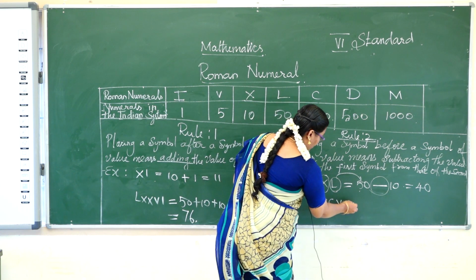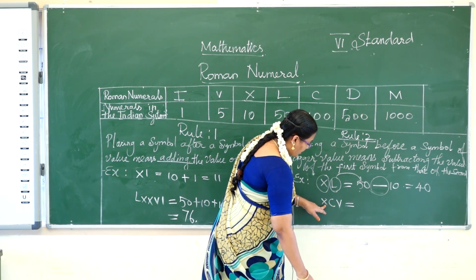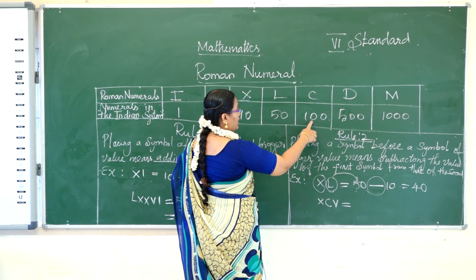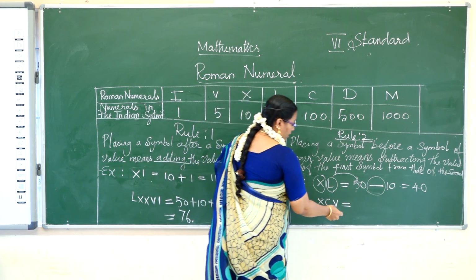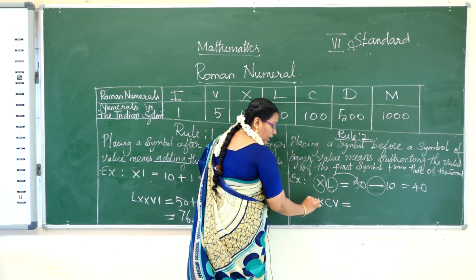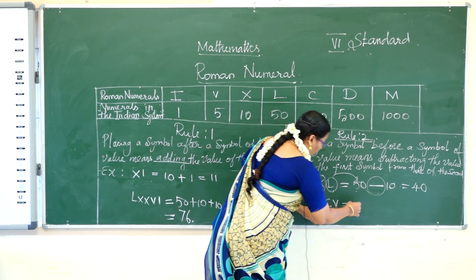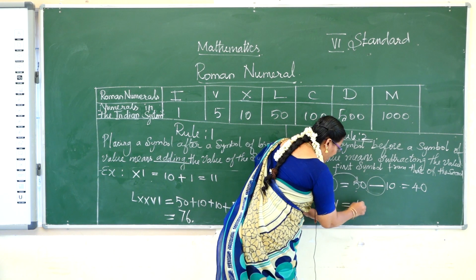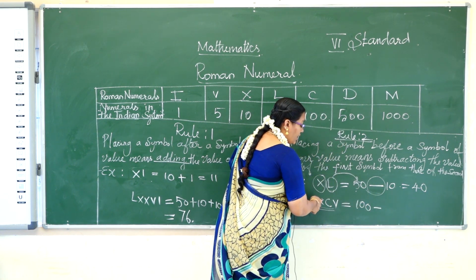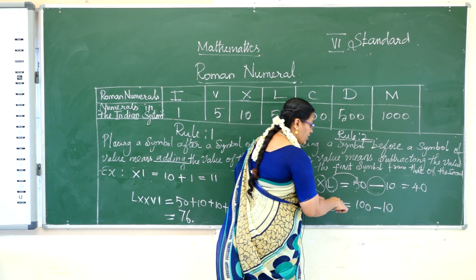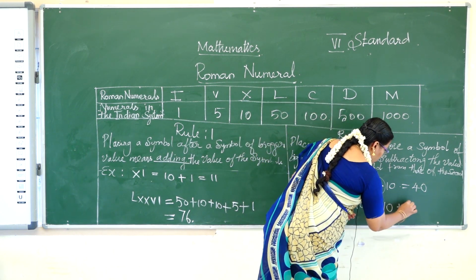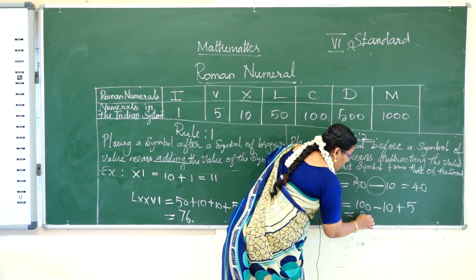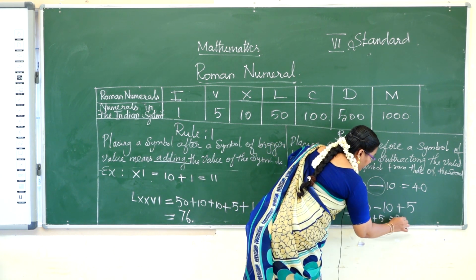Okay. And next one, X is given, X means 10. Here next one, C is centum, 100. 100 is the greatest value compared with the first one. So subtract in this place. So 100 minus the first one, 10, and the next one is the smallest one, 5. So 100 minus 10 is 90, plus 5, 95.